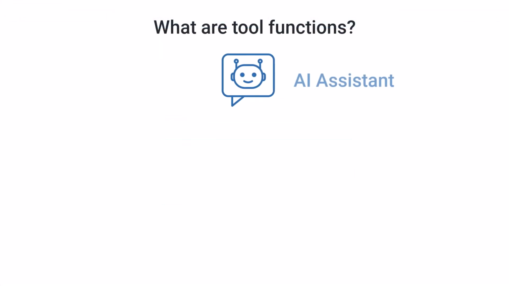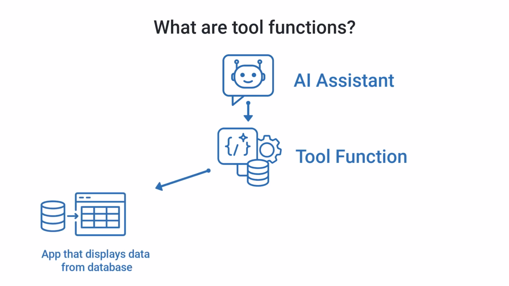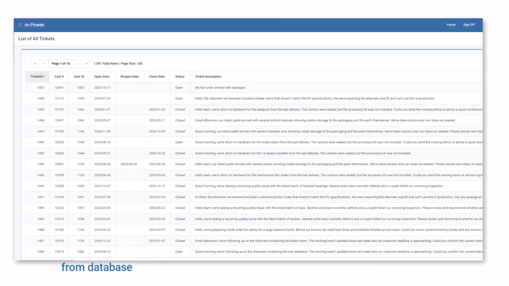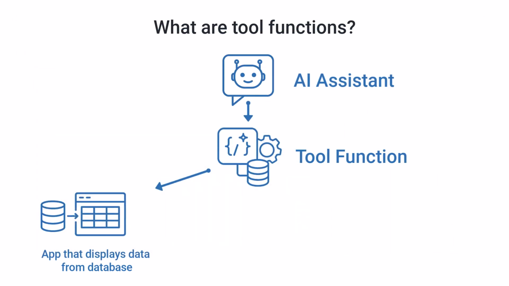A tool function can be one of 3 things. It can be an application that's built over your business data. For instance, if I wanted this to see all of our tickets, I'd give it access to an application that's built over my support ticket data, like this one. And it gives the assistant access to all of this information. And I can build applications over any database table or tables and then use them as tool functions.